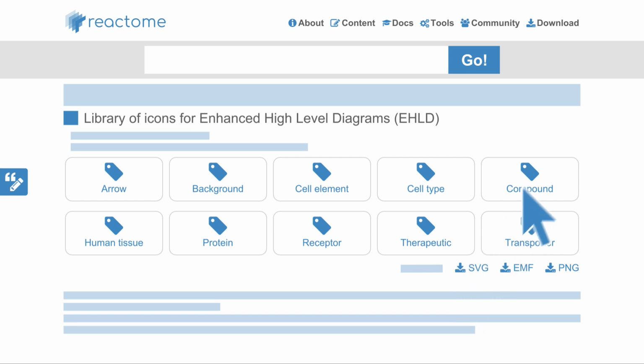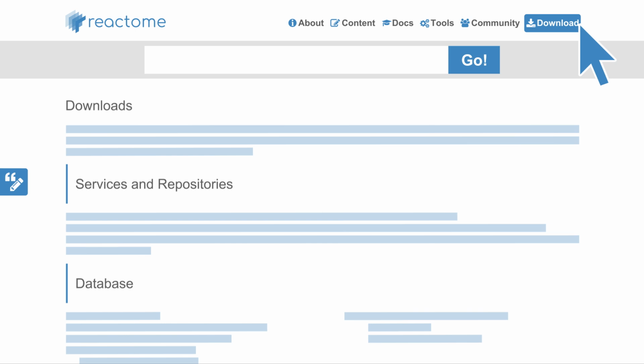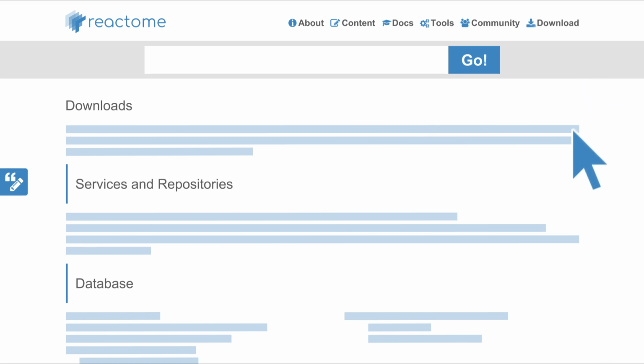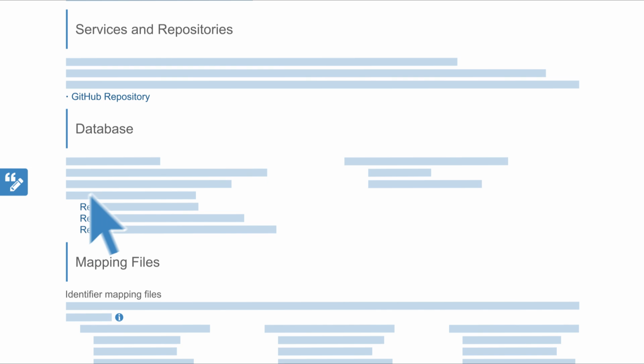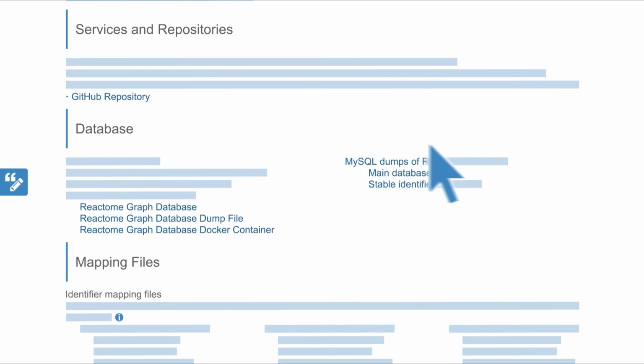For more advanced data, you can visit our download page. These files, unless otherwise stated, are produced quarterly with every release. Here, you'll find a variety of downloadable materials, including our source code, available in a GitHub repository. We also provide database dumps for our Knowledge Graph database and MySQL data.